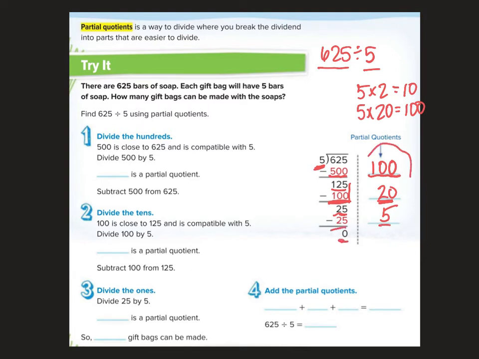Then I add up all the numbers that I thought of. 100 plus 20 plus 5 is 125. So my quotient would be 125.